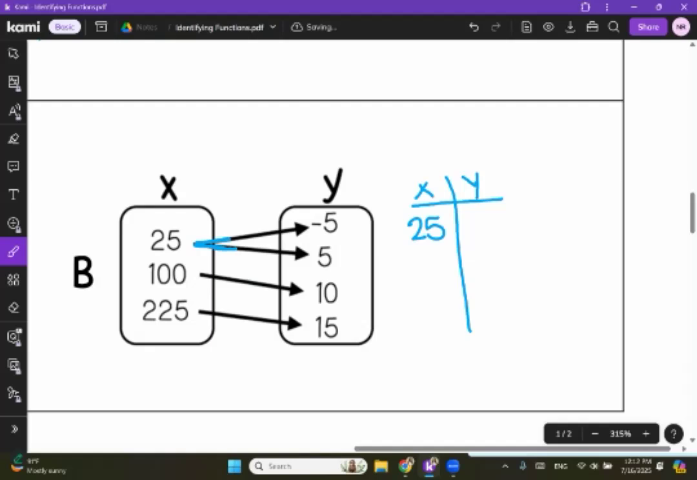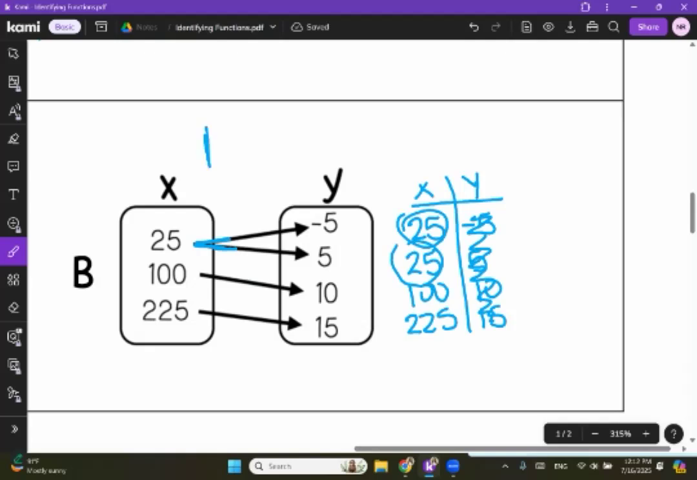So you have one arrow connecting the 25 with the -5, but you have another arrow connecting the 25 with the 5. Then 1 with 10, and then 2 with 15. You scratch out the Y values because we're only focusing on X, and you notice that the 25 repeats. So this one is not a function.